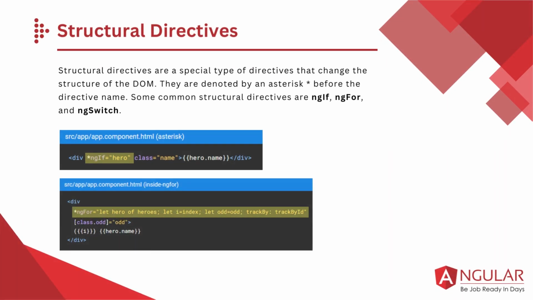7. Structural directives. Structural directives are a special type of directives that change the structure of the DOM. They are denoted by an asterisk before the directive name. Some common structural directives are ngIf, ngFor, ngSwitch.